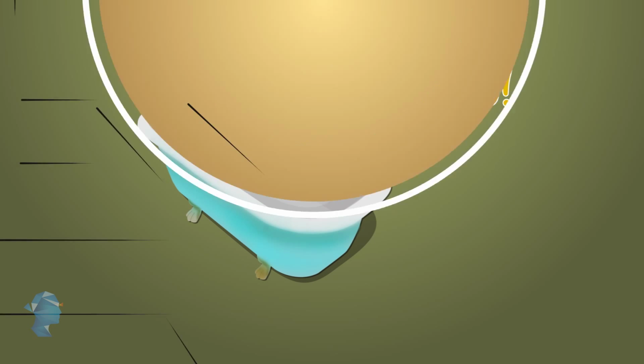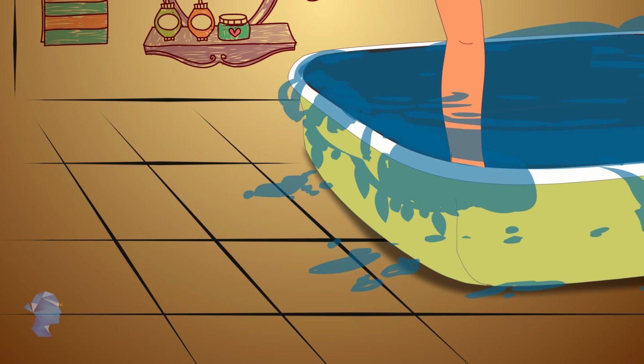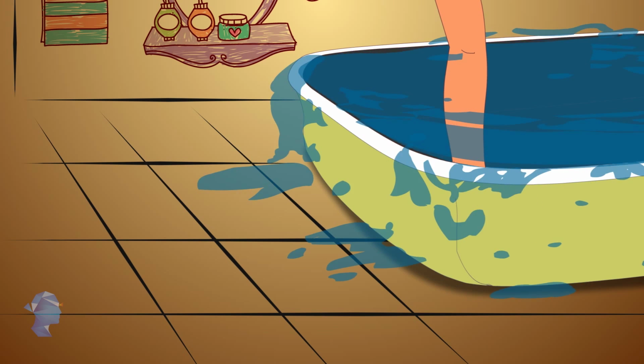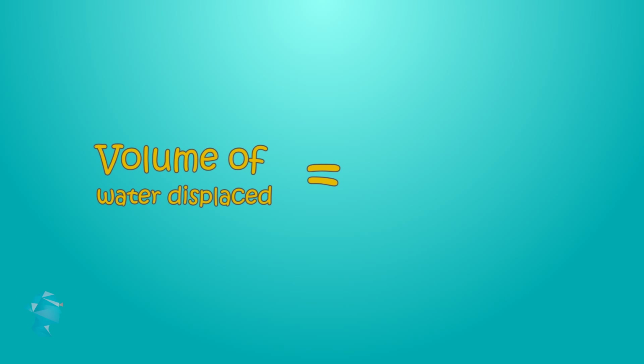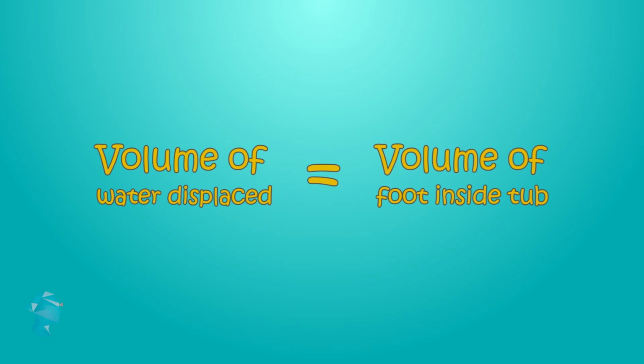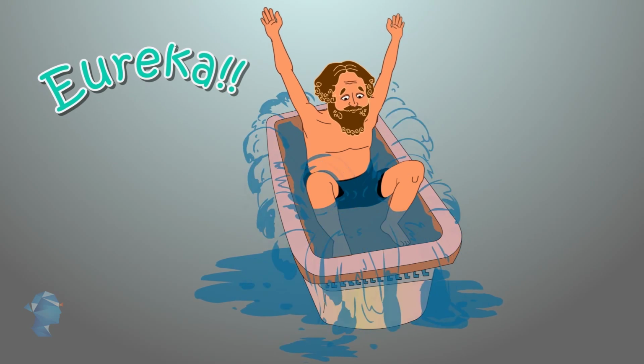When he stepped into the bathtub, the water spilled over the sides, and he intelligently inferred that the space taken up by his body was forcing the water out of the tub, or that the volume of the water displaced must be equal to the volume of the part of his body that was in the water. He now knew that he could validate the authenticity of the crown.